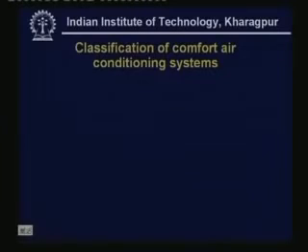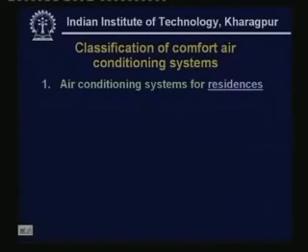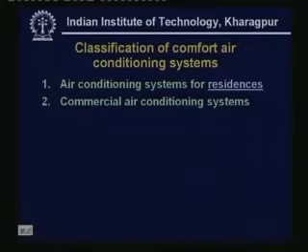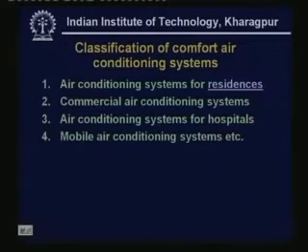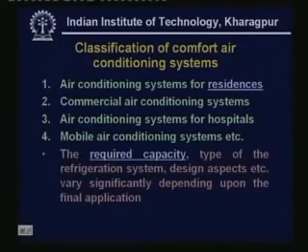Now, depending upon the end use, comfort air conditioning systems can be classified as residential air conditioning systems, commercial air conditioning systems, air conditioning systems for hospitals, and mobile air conditioning systems. And the required capacity, the type of refrigeration system to be used, the design strategy, what kind of controls are required, all these things depend upon the final application. That means you don't have a unique solution for all these applications. Depending upon the end use, you have to suggest a suitable system.